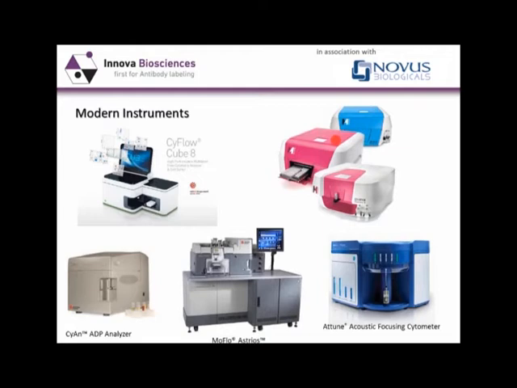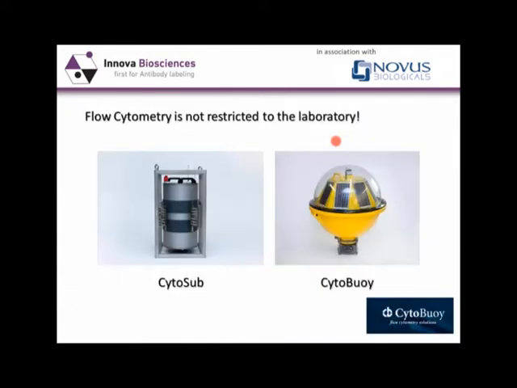But before I move on, I think it's just worth highlighting that you don't necessarily have to be in a laboratory to analyze cells using flow cytometry, and I thought it'd be worth highlighting these 2 instruments, the Cyto Sub and the Cyto Buoy. The Cyto Sub is a submersible flow cytometer which is produced by a company called Cyto Buoy, and Cyto Buoy sits on the sea surface, and these instruments are primarily used for monitoring plankton flow in ocean currents, so it's a very widely usable technique.